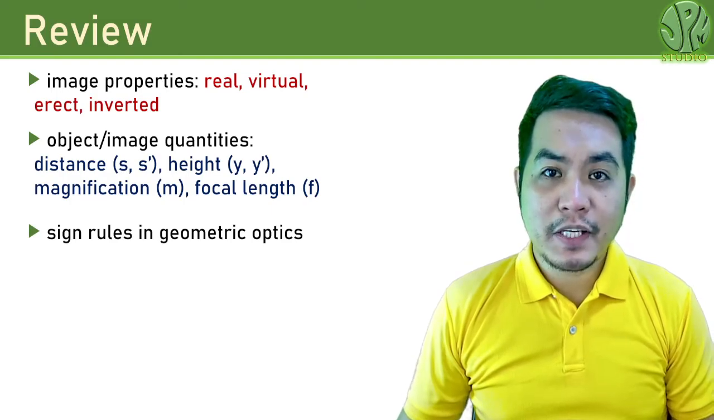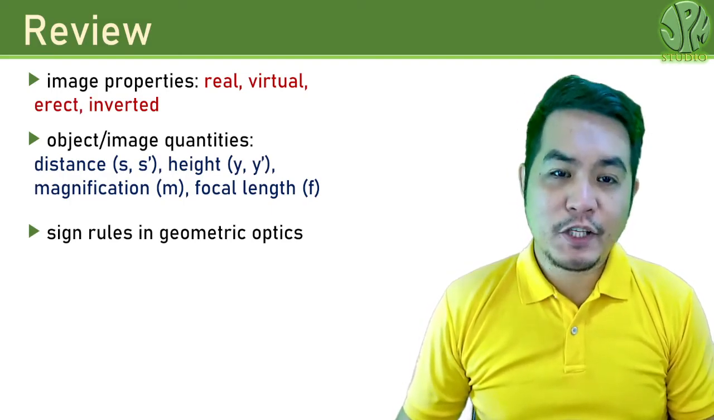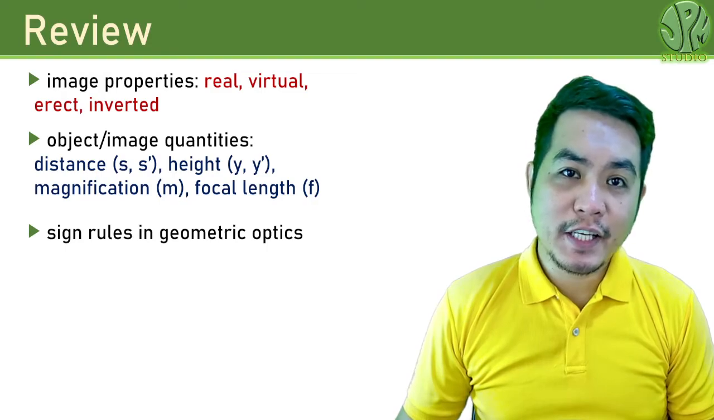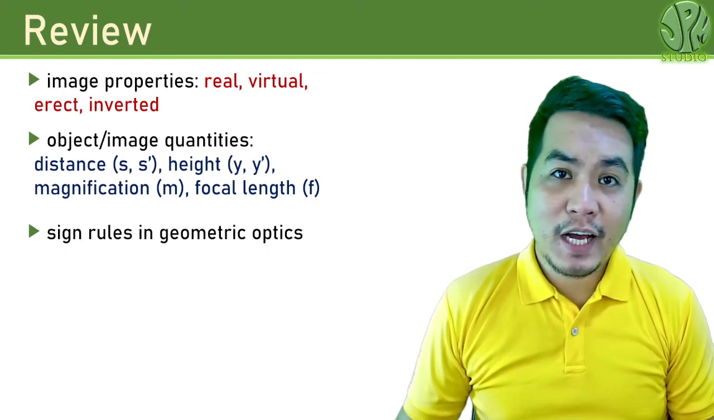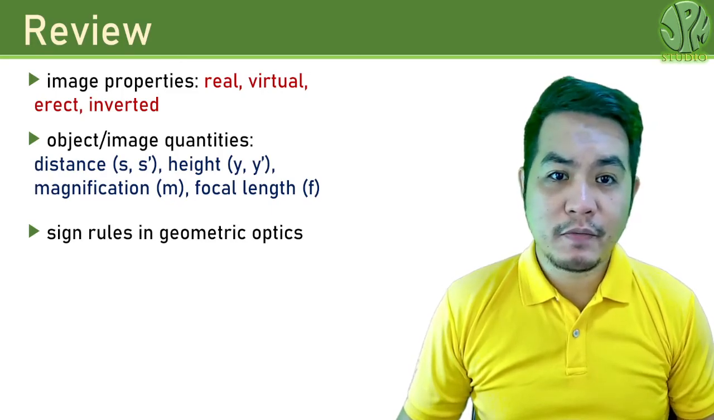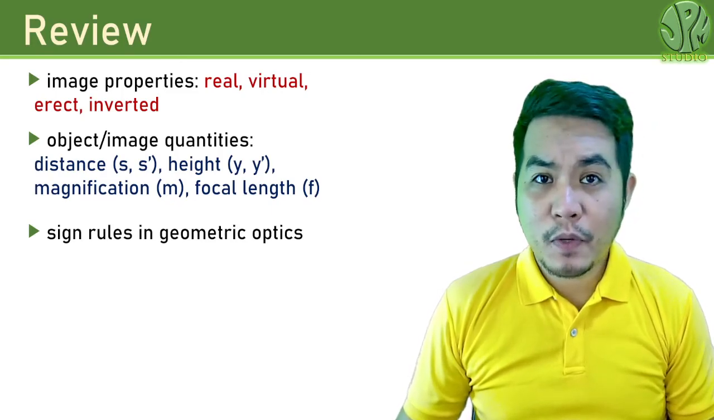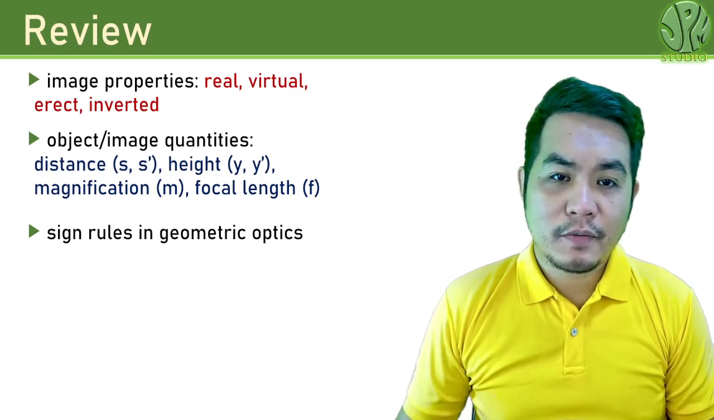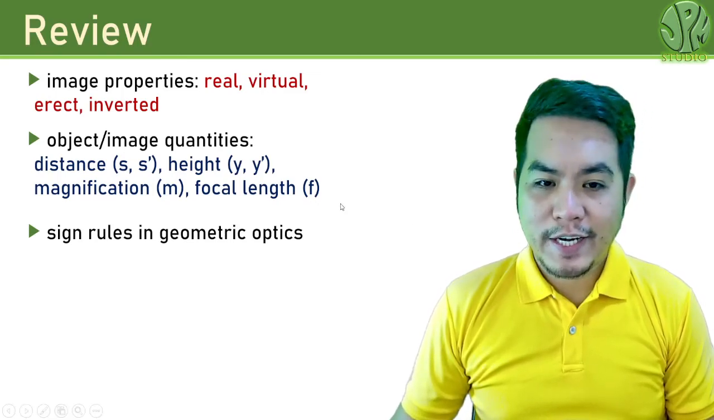And lastly, we discussed the sign rules in geometric optics. So when does the distance become positive or negative? The height becomes positive or negative? When does the magnification become positive or negative? And when does the focal length become positive or negative?